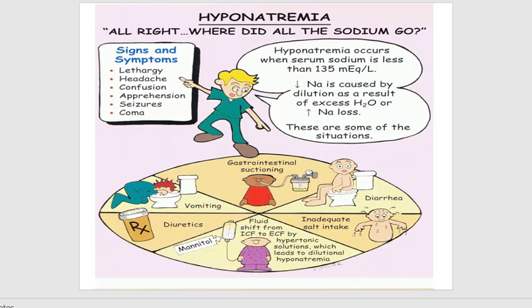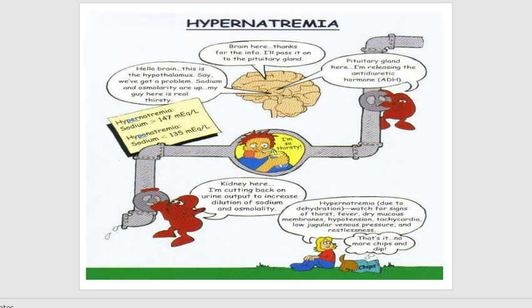So now let's talk about hypernatremia. So hypernatremia is the opposite of hypo. So your symptoms with hypernatremia, remember we said that when you have low sodium, the tissues are less excitable. When you have high sodium, your tissues are more excitable, okay? You can have things like muscle twitching.